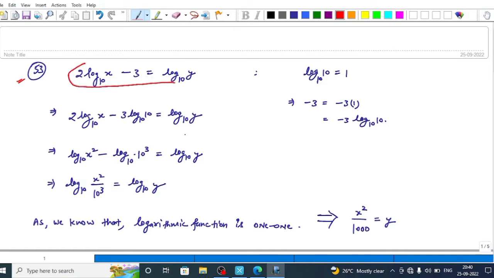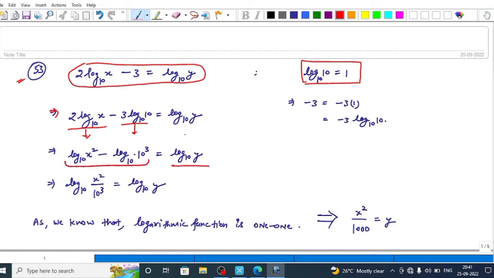As in this equation the logarithm is with base 10, this implies that minus 3 can be written as minus 3 into 1, and 1 can be written as logarithm of 10 with base 10, that is minus 3 into log of 10. Now this implies that 2 times log x minus 3 log 10 is equal to log y. Now for this term apply result 4, that is logarithm of x square, and apply result 4 again on this term, logarithm of 10 raised to power 3, equals log y as it is.